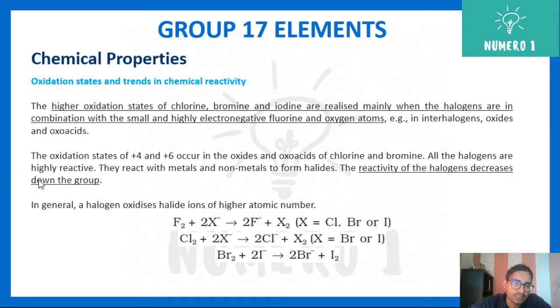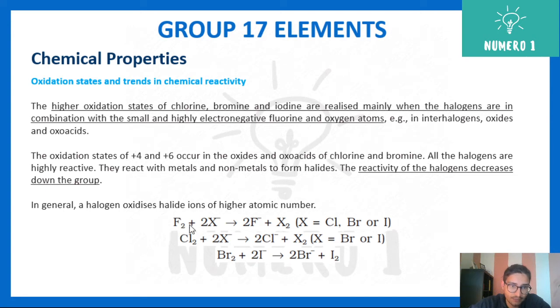All the halogens are highly reactive. Now, they react with metals and non-metals to form their halides. The reactivity of halogens decreases down the group. So in general, the halogen oxidizes halide ions of higher atomic number.